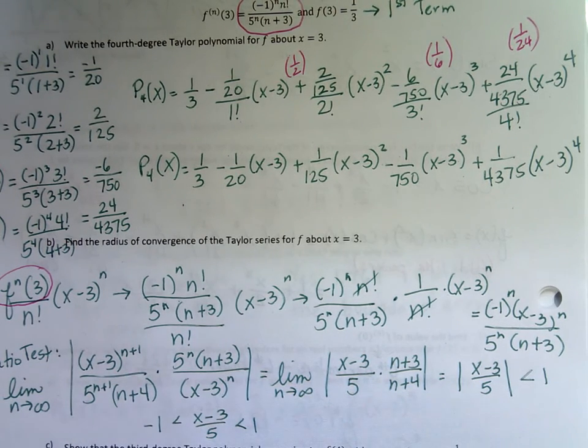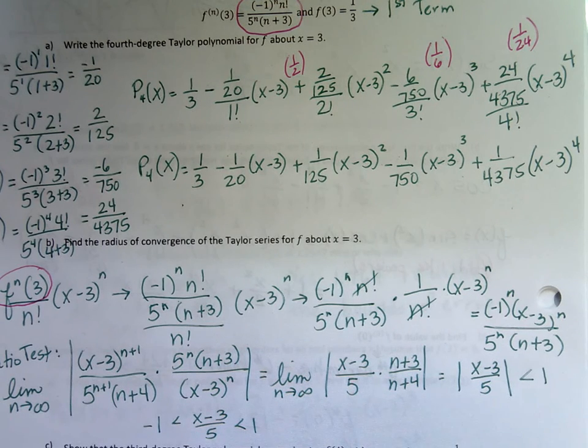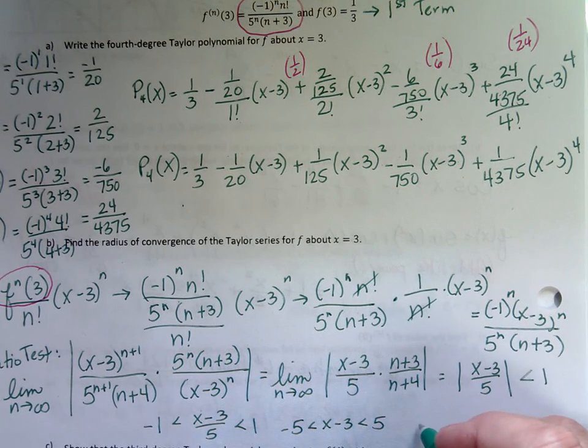So both sides get multiplied by a 5. Negative 5 is less than x minus 3 is less than positive 5. Add 3 on to both sides. Negative 2 is less than x is less than 8 when I add that 3 on. So what is your radius of convergence? Between negative 2 and 8 is a distance of 10. If I take half of that, it is 5. And there's your final answer.